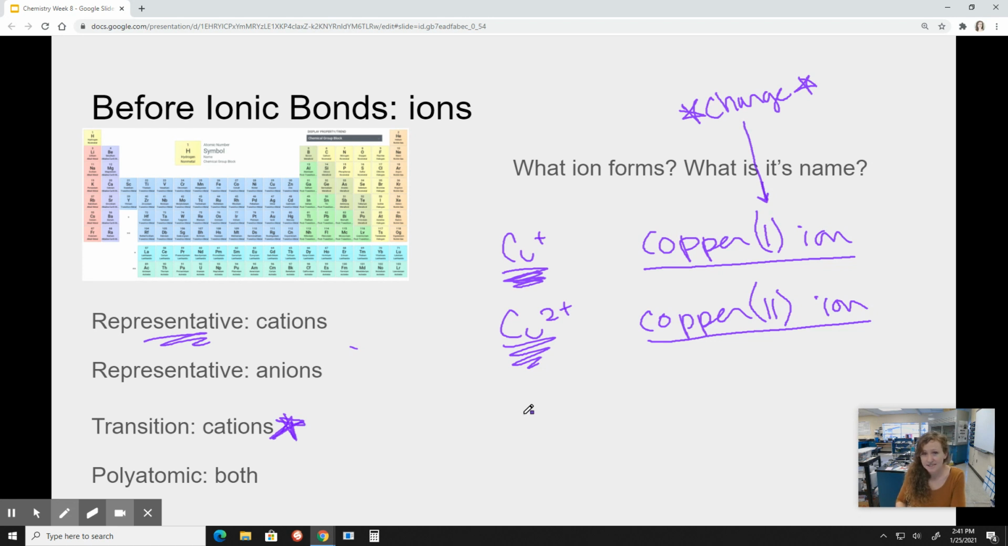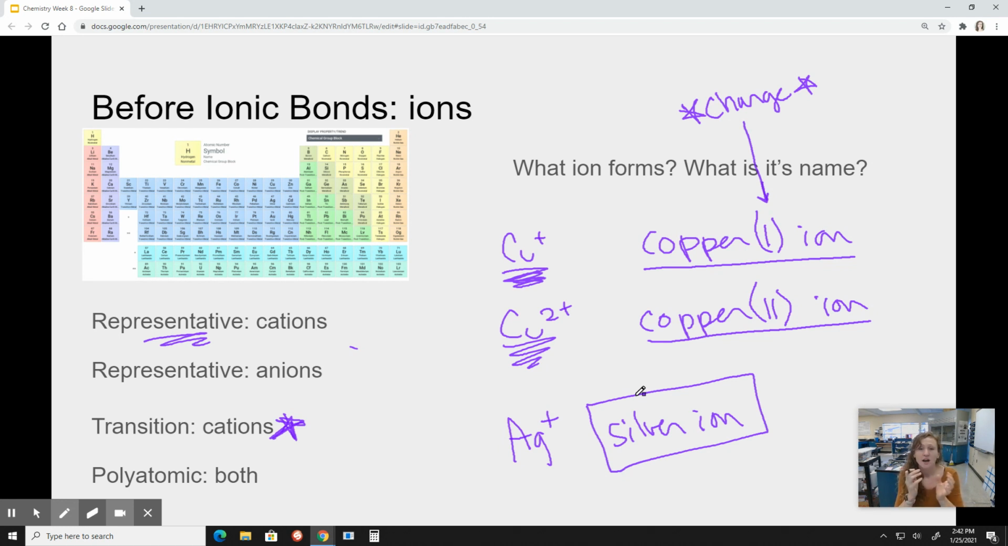Another point here is that if something forms only 1 ion, like silver, for example, silver only forms a 1+ charge. So when we name this, we do not put a Roman numeral in there. So if it forms more than 1 charge, you must include a Roman numeral. If it does not form more than 1 charge, you must not include a Roman numeral. That takes some getting used to. It takes some practice. So as we practice with this, I'm going to be careful to check that for you. Please be careful to check that for yourself as well.